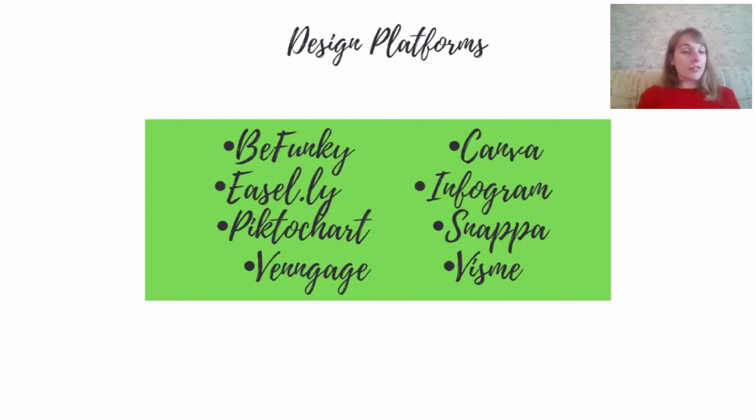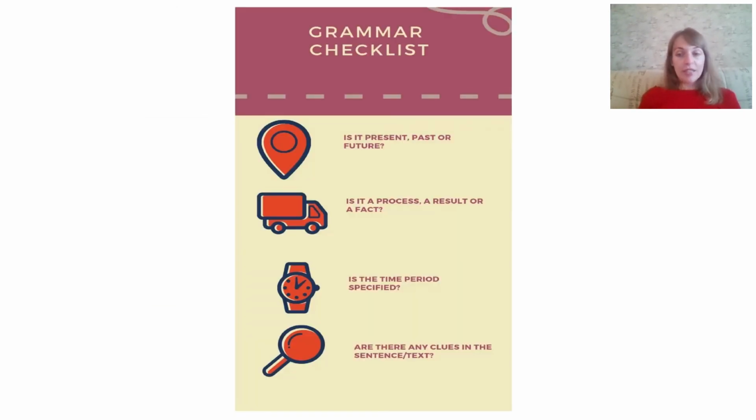Finally, here is the grammar checklist, which was devised by one of my learners. This guy was struggling with grammar, basically struggling with tenses. And he devised the following checklist for himself. Is it present, past, or future? Is it a process, a result, or a fact? Is the time period specified? Are there any clues in the sentence or text? So every time he forgets something, he looks at his checklist.